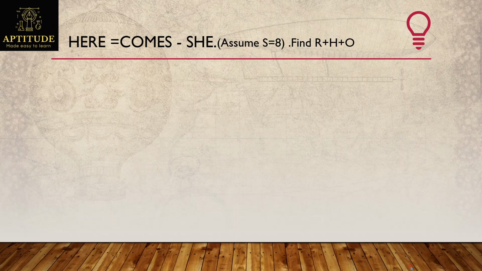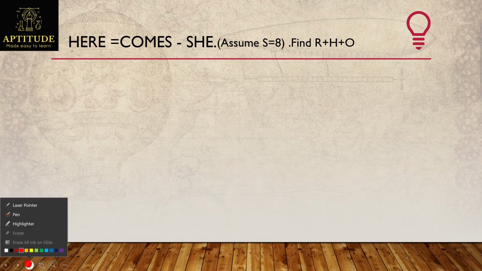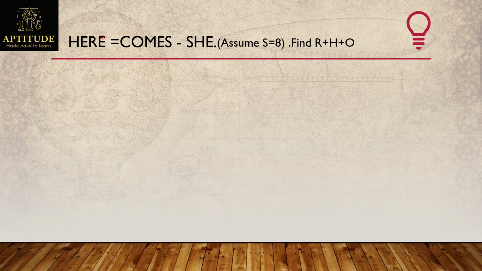In the last video, I gave you a small question to solve in cryptarithmetic, right? Let's solve this question here. Here equals comes minus she. This is given as a subtraction, but we are all very familiar with additions, right? So we can convert this subtraction into addition format. I'll write it as here plus she equals comes.